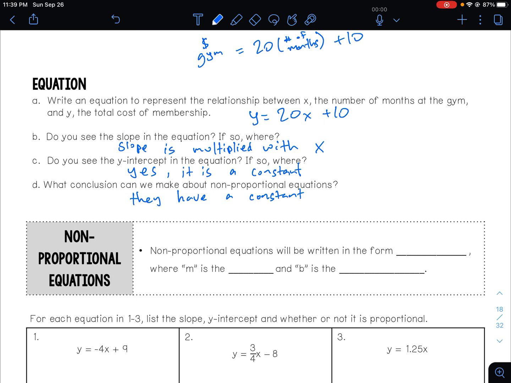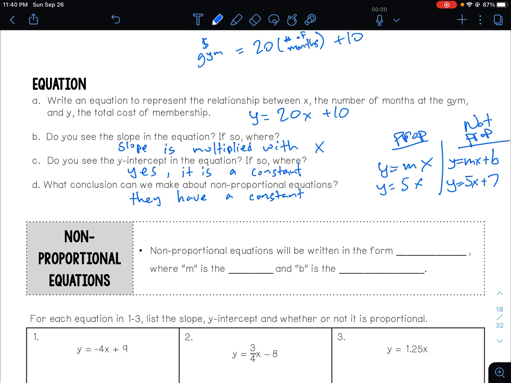So proportional equations look like this. y equals your slope times x. So that would be like y equals 5x. Whereas a non-proportional graph or equation is y equals mx plus some kind of number. So like y equals 5x plus 7 or something like that. And if you see this plus 7, if you see anything aside from y equals something times the x, that means it's not proportional. So this is proportional, and this is not proportional over there.